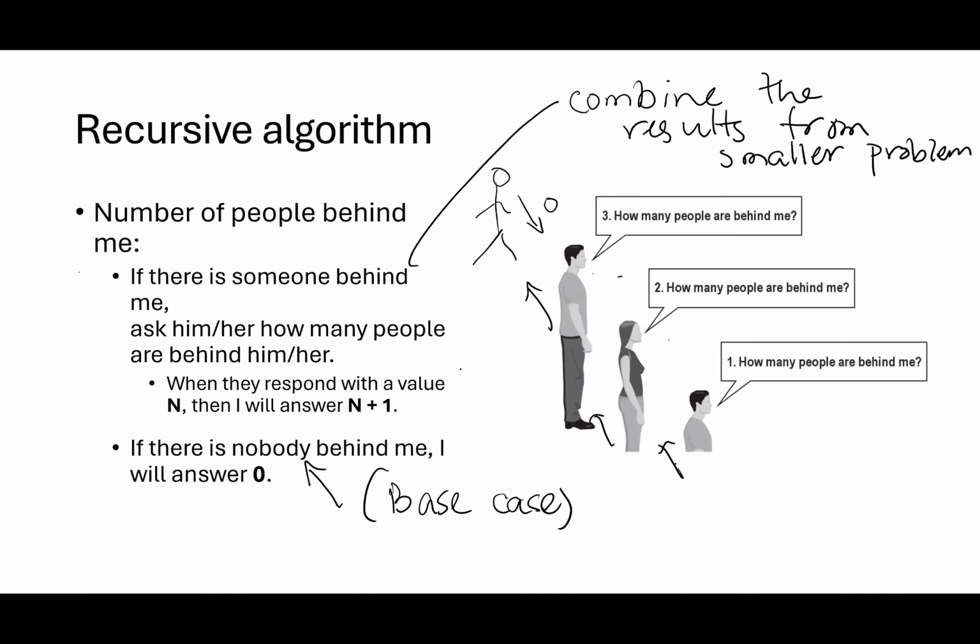So these calls were like recursive. When I asked her, hey, how many people are behind us? She doesn't know the answer. She had to ask someone else, right? And this person also had to ask someone else. So these calls are the recursive calls. And this person is the base case. Once he asked him, he doesn't need to ask anyone, he knows the answer. Okay.